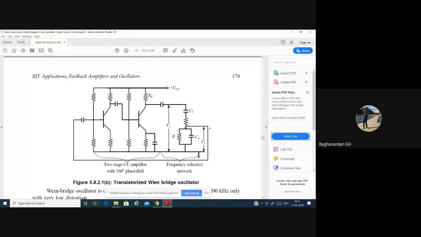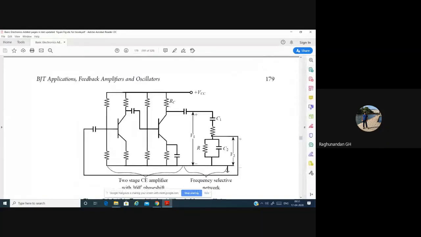But you can see here, the output is taken between this RC and this RC. That means the output is taken from this point. The output is taken from this point means that whatever voltage you have at this point will be your feedback voltage, which is given to the first amplifier.